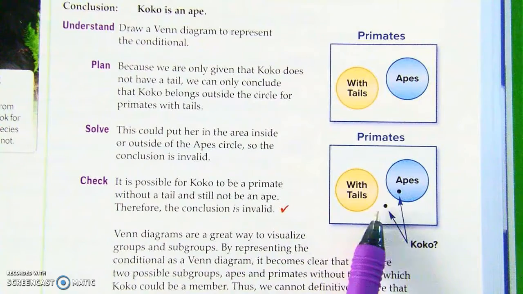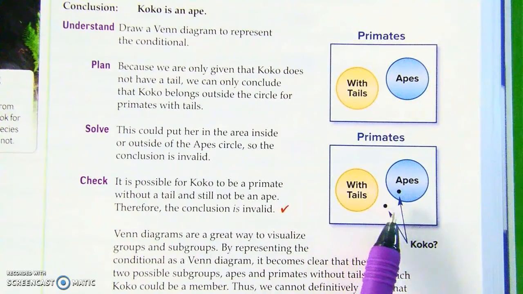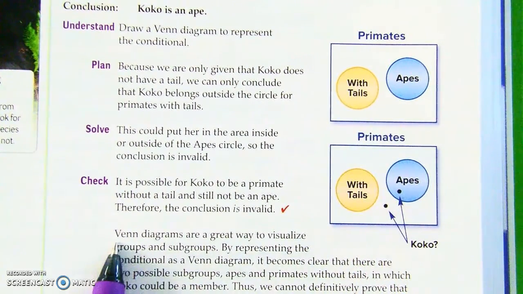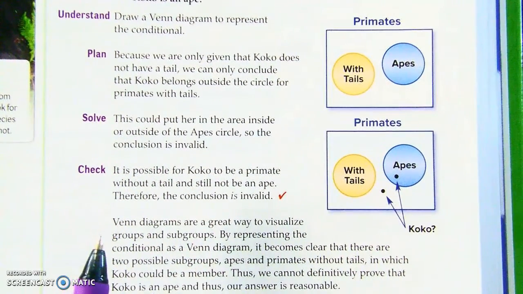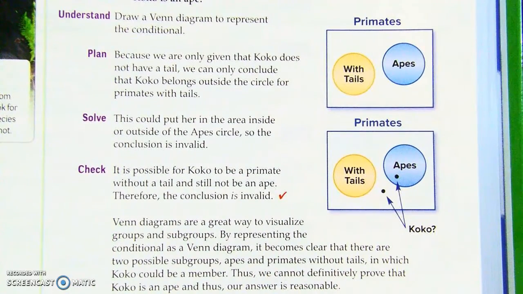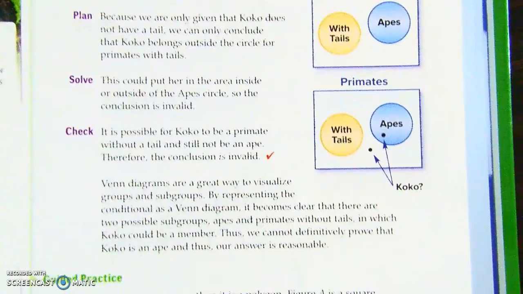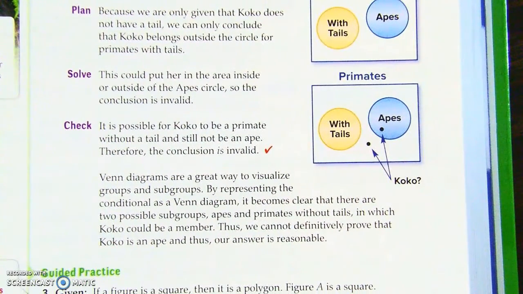And I just gave a counterexample, because you could say some kind of an ape, a chimpanzee or whatever it may be. The Venn diagrams are a great way to visualize groups and subgroups by representing the conditional as a Venn diagram. It becomes clear that there are 2 possible subgroups in primates without tails in which Coco could be a member. Thus, we cannot definitively prove that Coco is an ape, and thus our answer is reasonable.